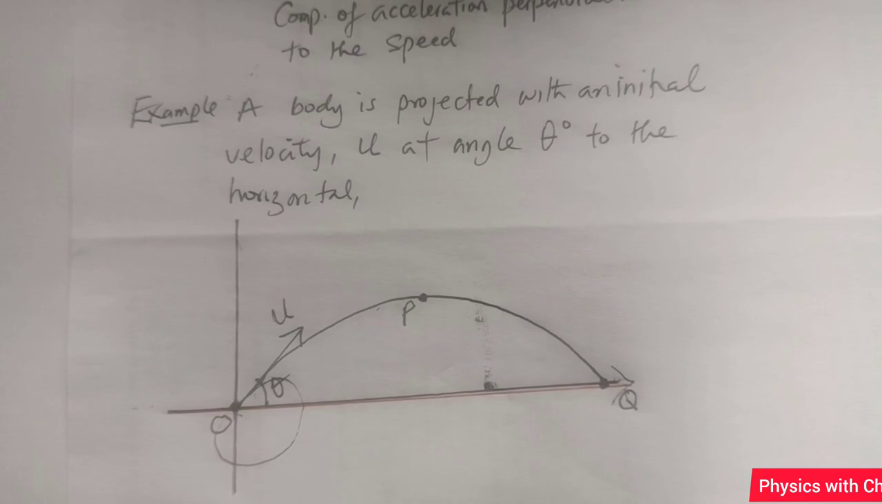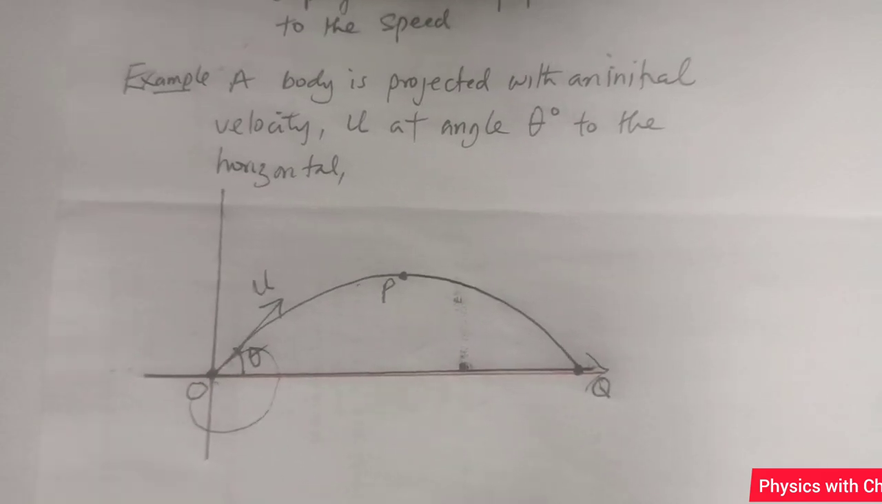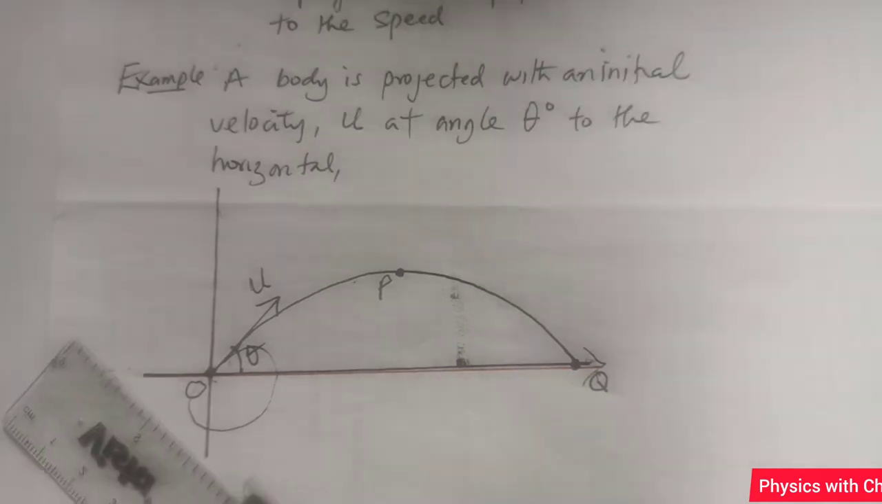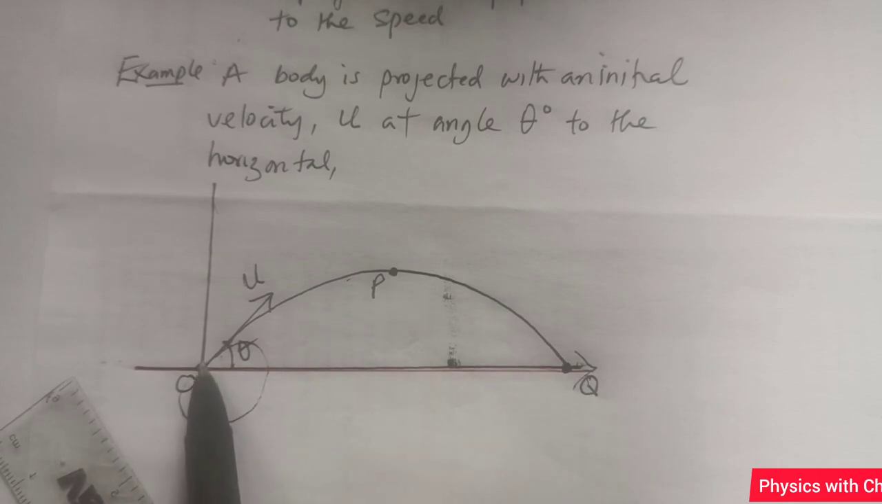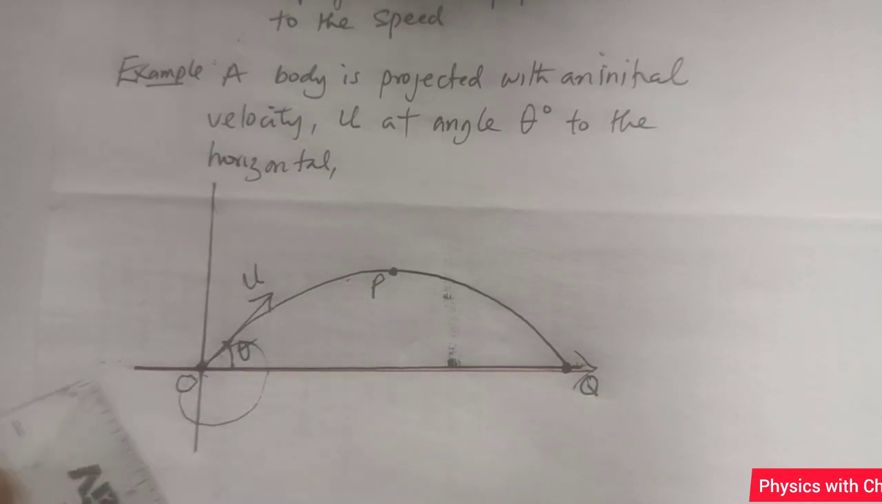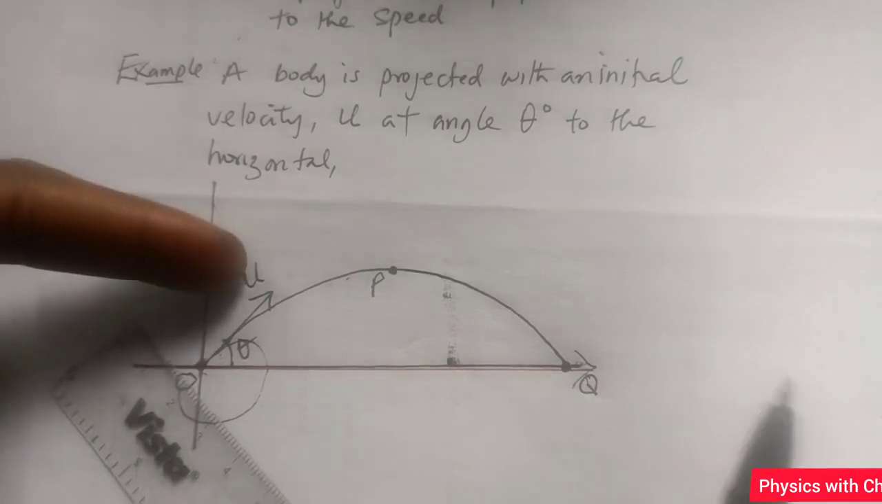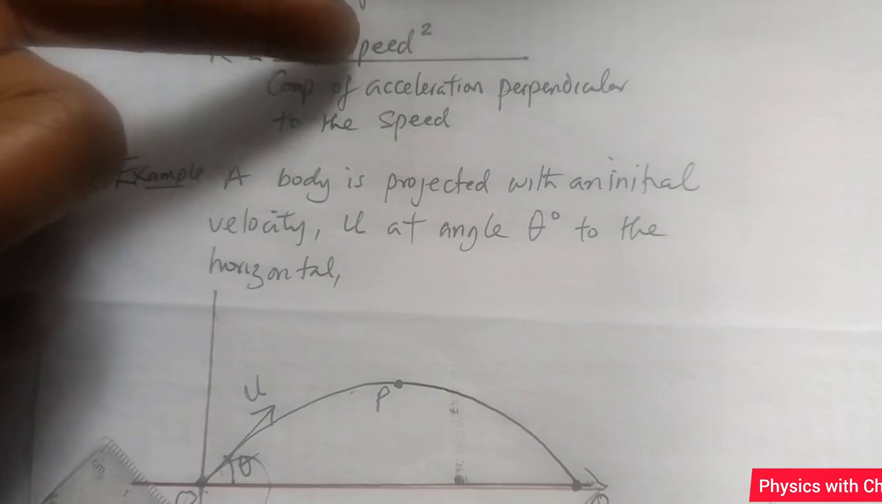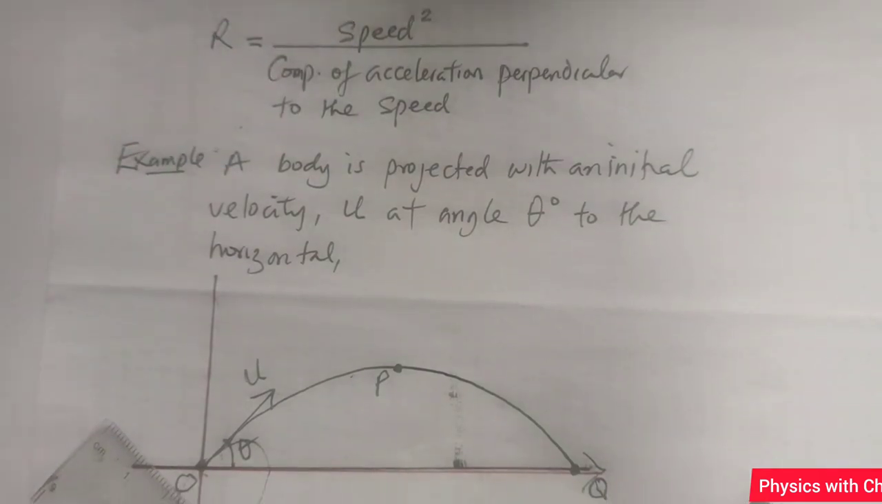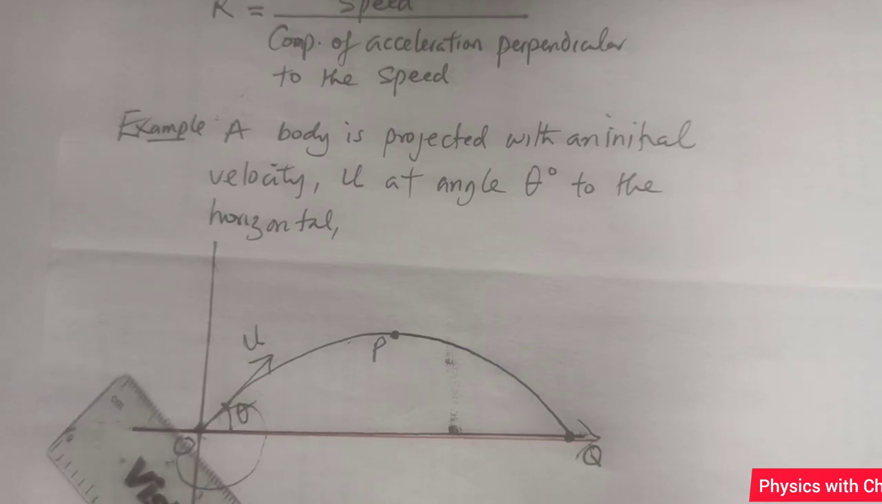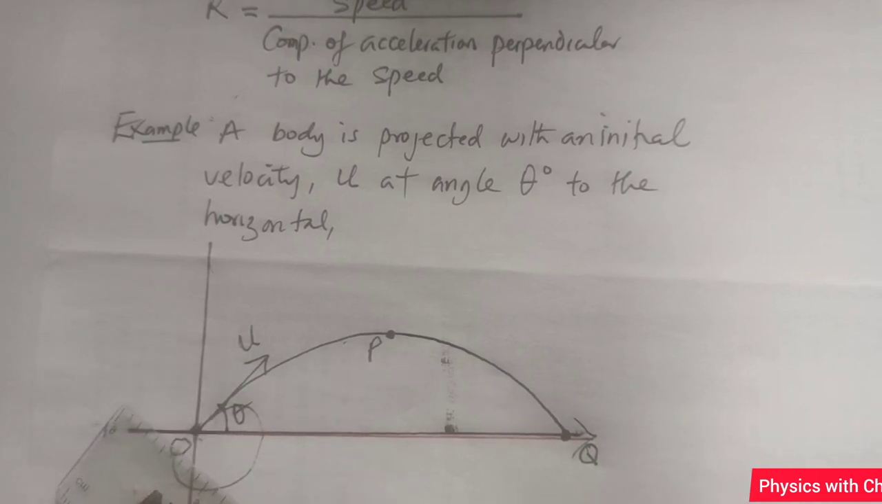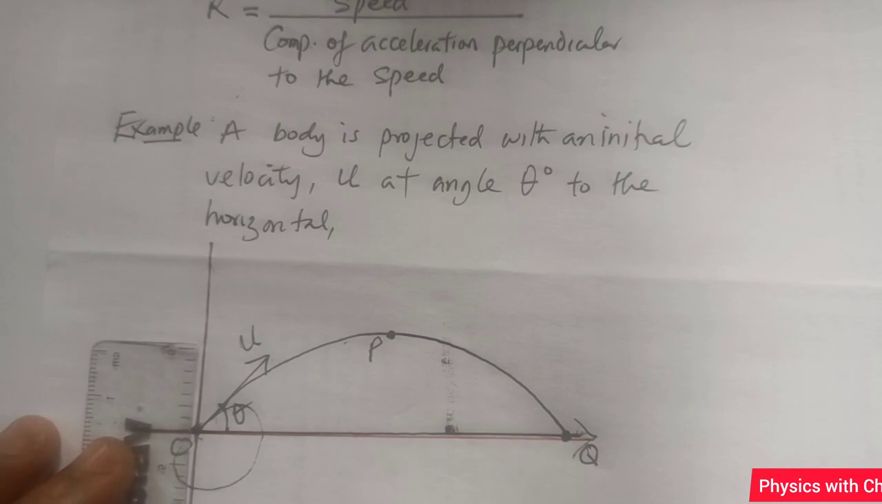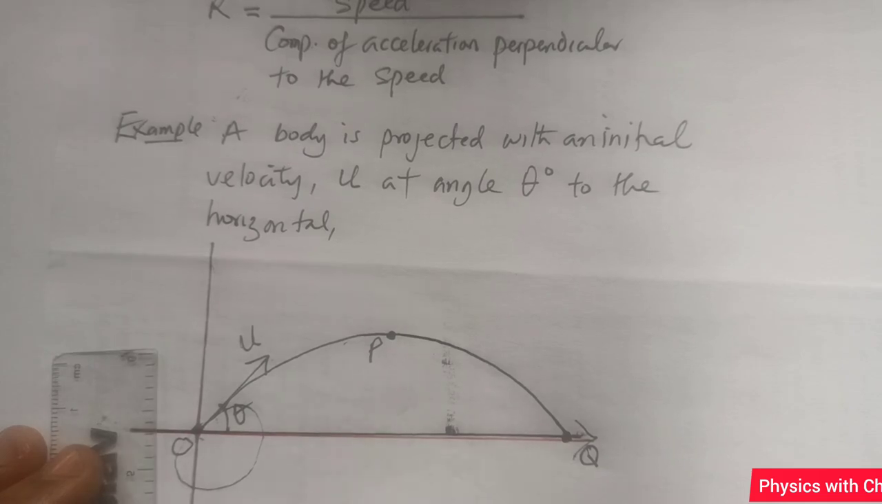Okay, let me start with point O. I want to find the radius of curvature of the body at point O. That's the point of projection, so the velocity of projection is u, the initial velocity. We're going to take the square of this in the equation; it replaces our v squared, or speed squared. That's my u. Then I need to find the component of the body's acceleration. Remember, the acceleration acting on this body is the acceleration due to gravity, which acts vertically downward, g.